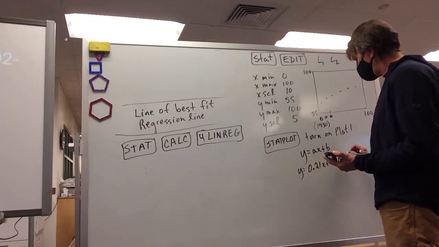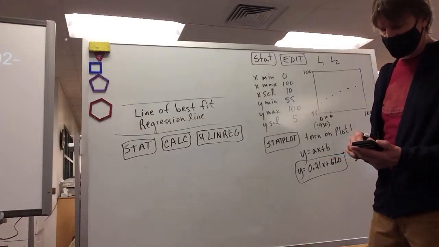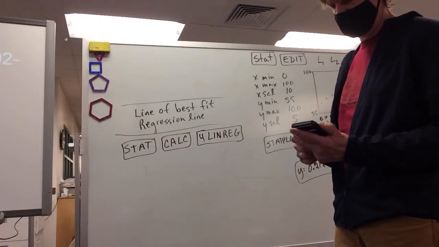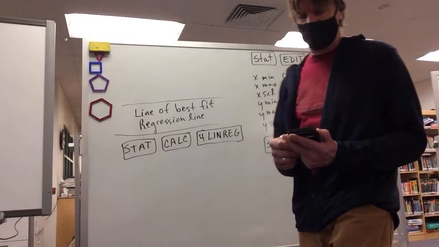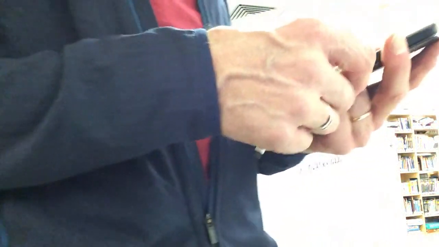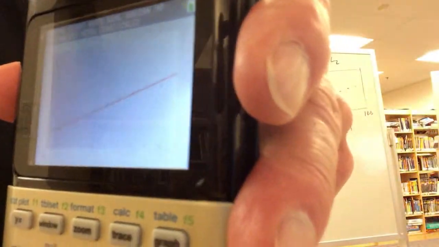So now you have a function, and you're going to go into y equals. And in y equals, you're going to enter that function. So go to y equals and enter 0.21x plus the y-intercept 62 and hit graph. And then what you're going to get is a line that shoots through all your data points, and that's a regression line.